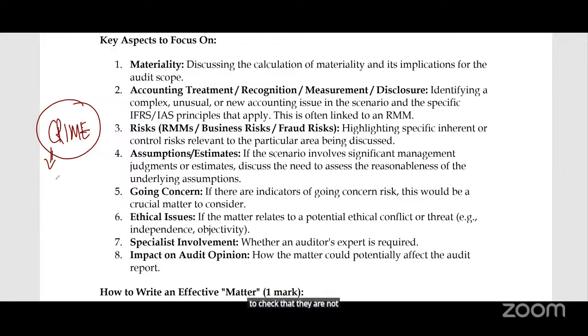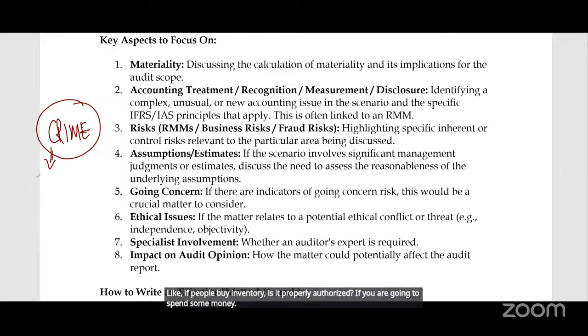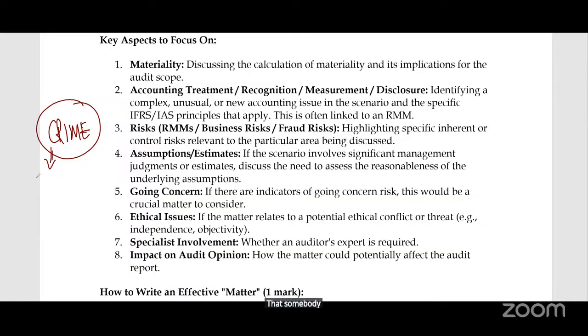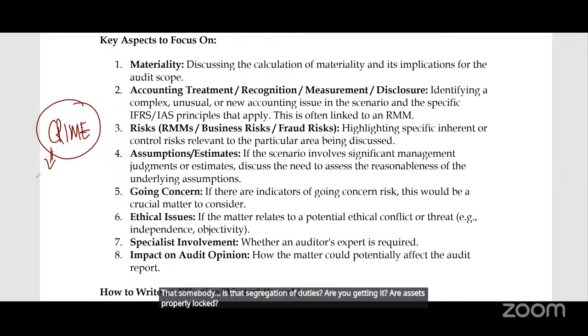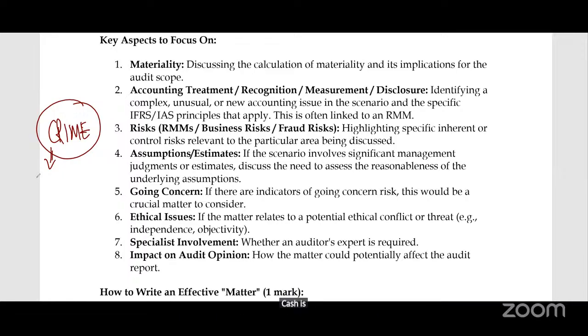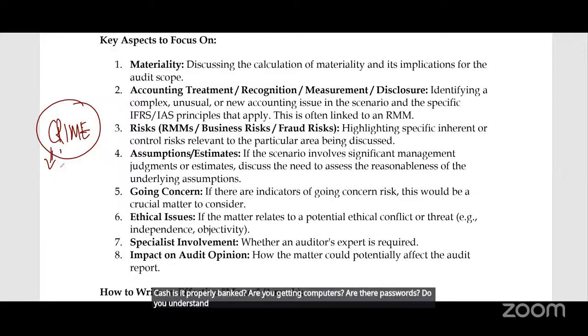Like if people buy inventory, is it properly authorized? If you are going to spend some money, is there segregation of duties? Are you getting it? Are assets properly locked? Cash, is it properly banked? Computers, are there passwords? Do you understand? Then we have risk assessment. You often assess yourself for risks. We have information system.